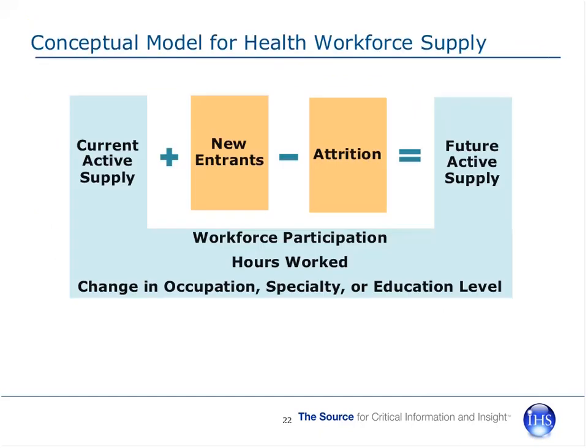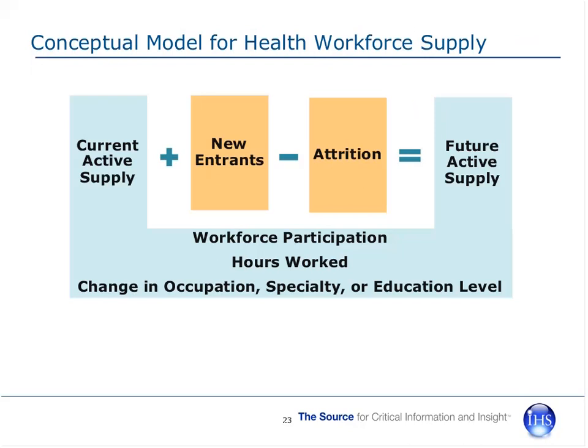So switching to the supply, supply is relatively straightforward in concept, a little bit more difficult to implement in practice. But we start with the current supply, we add new entrants, we take away the people that have left during the year, we have our end-of-year supply, and the process repeats itself over and over as a cycle over the projection horizon. It gets a little more complicated when we want to take into account workforce participation, modeling attrition rates, modeling hours worked rates.